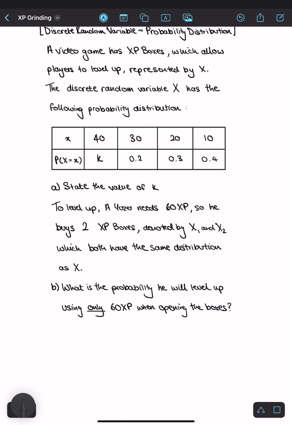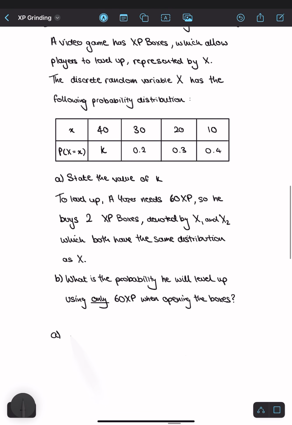So you should know that all probabilities sum to equal 1. So K would be 1 minus 0.2 minus 0.3 minus 0.4, and that's just 0.1. So I'm going to replace K with 0.1. And that's the answer to part A.